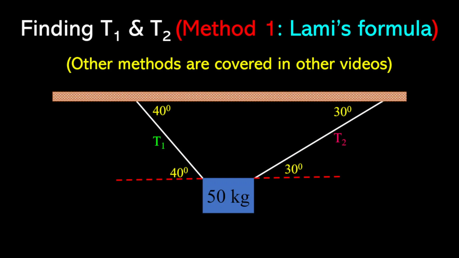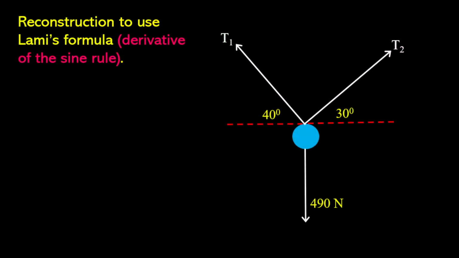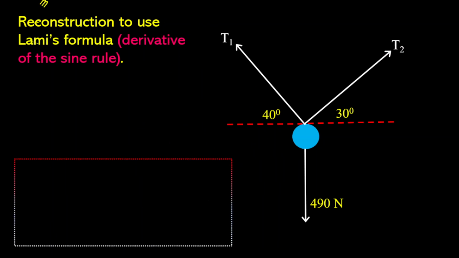Before I get into that, I want to point out that the mass of the object here is 50 kg. Therefore, its weight is 490 newtons, because 50 multiplied by 9.8 gives us our weight. The free body diagram is presented on the right of your screen. Next thing to point out is that Lami's formula is a derivative of the sine rule. Now, let's jump into the theorem.